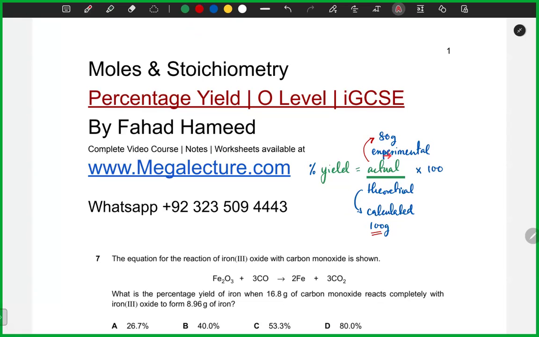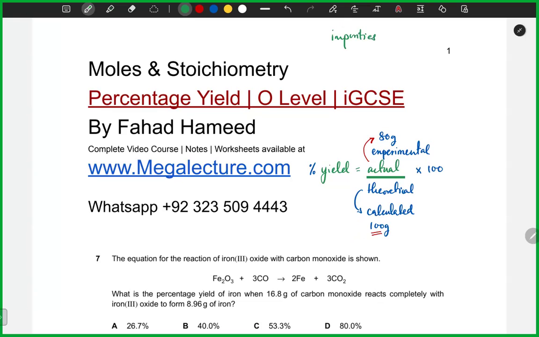But when you go and actually perform the experiment and you take all the same masses, everything exactly the same, in reality you're not getting 100 grams, you're getting 80 grams. Normally, you're never going to get 100 grams. Why? Because there are lots of issues. What are the issues? Substances have a lot of impurities.